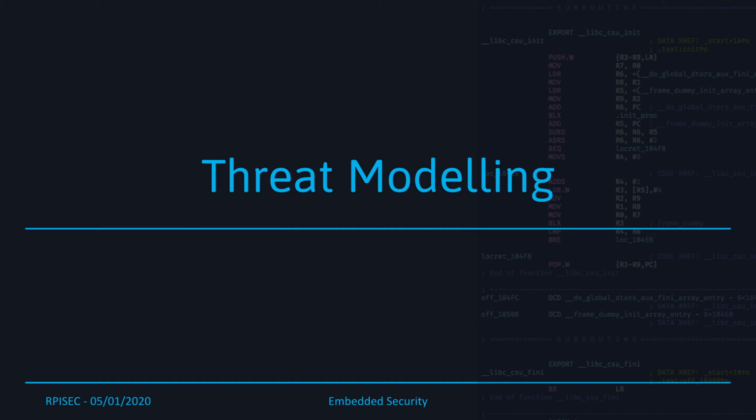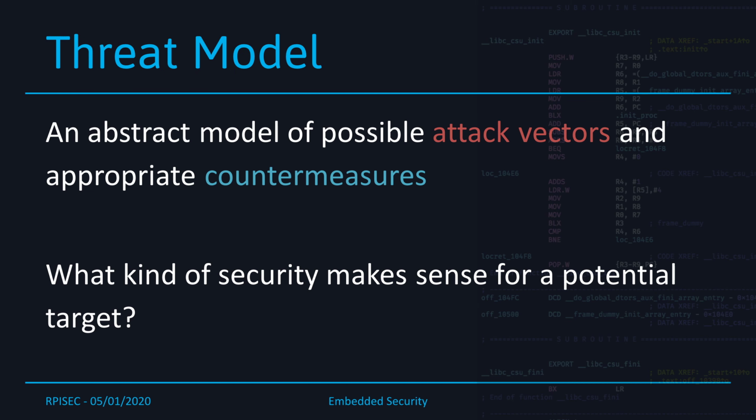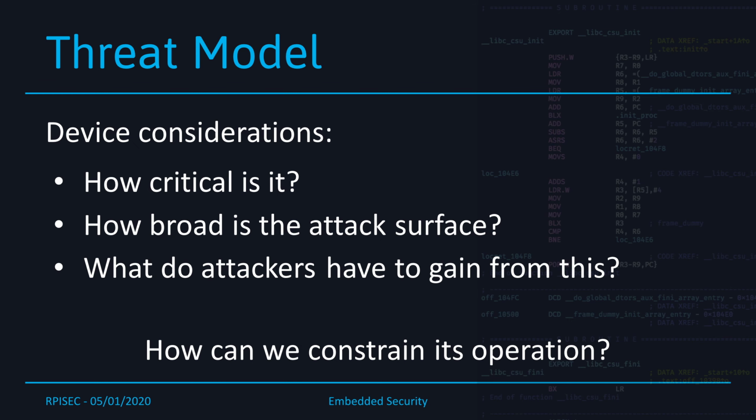So the first thing we're going to be talking about, since this is about embedded security and a continuation of our embedded security talk from last time, is threat modeling. Recall that a threat model is an abstract model of attack vectors and countermeasures, where we're considering what kind of security makes sense for a target. In the case of the Switch, we want to be asking and answering all of these questions: how critical is it? What is the attack surface? What do attackers have to gain? And how do we constrain the operation of the device?